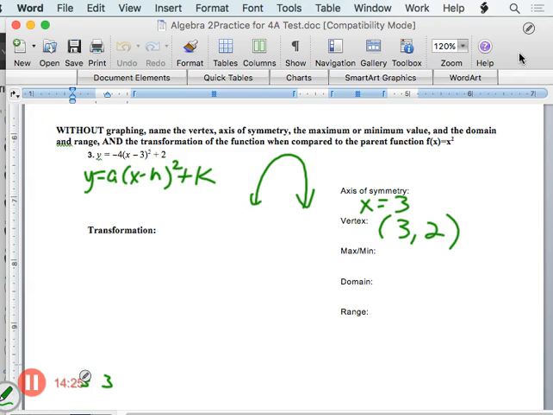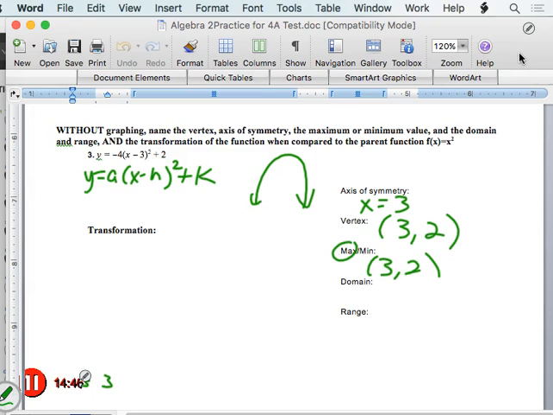So the next question is, does it have a max or does it have a min? Jason, what does it have? It has a max. And where is that max? Yeah, max of 2. Right there. So our max is at 3, 2. The highest point is a 2.